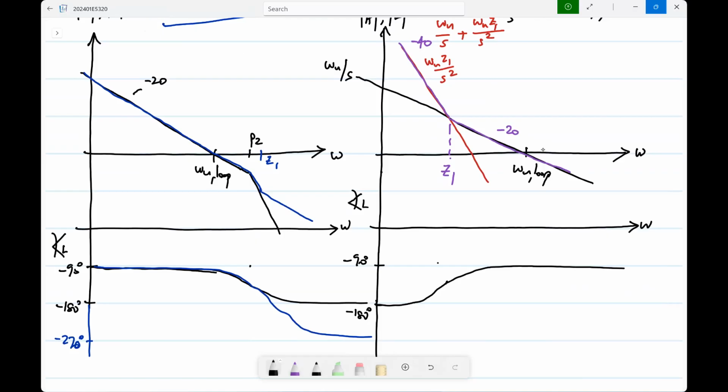And actually, I don't know if you are familiar with this. Are you familiar with what are known as minimum phase systems? Basically, you have poles and zeros only in the left half plane. In that case, you can get the magnitude plot from the phase plot and vice versa. So you don't even need both of them.